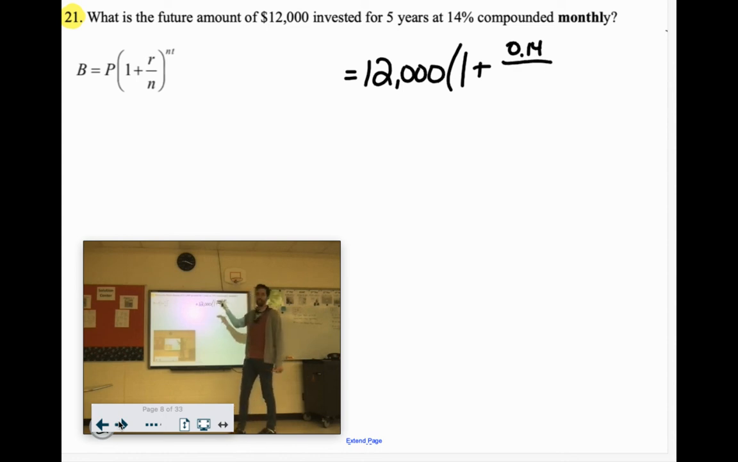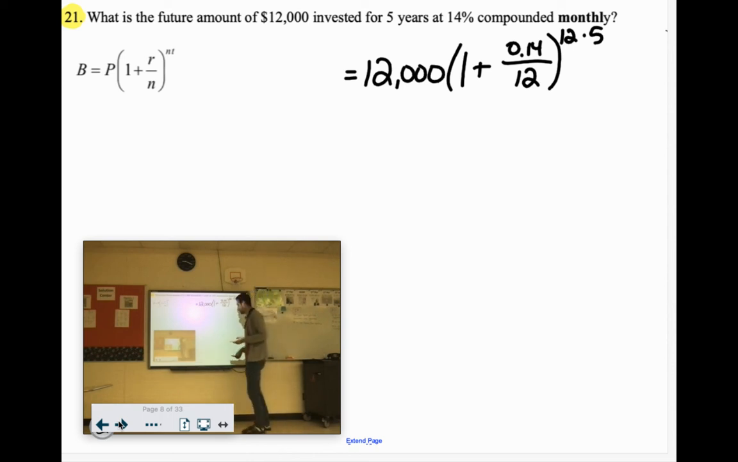It's divided by n, and you remember n is the number of times it's compounded per year, and it says monthly. So that would be 12 times a year. That same number comes up here 12 times, and you multiply by the number of years, which is 5 years. Because this exponent is saying, well, how many times was it calculated? It's done every month, and there's 5 years, so 12 times 5 would give us 60.